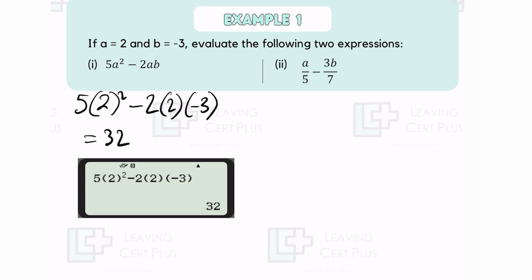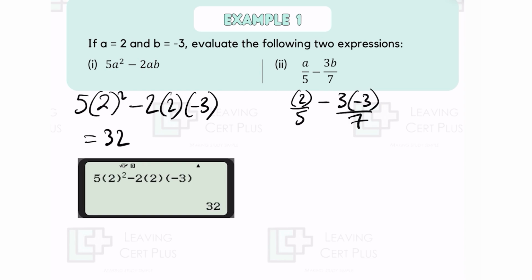Even if the question looks a little bit awkward, such as the fractions, our tactic is still the same. Write out the question, anywhere there's an A, we're replacing with a 2. Anywhere there's a B, I'm replacing that with a -3. And again, back we go to our calculator. Pause the video, have a go. We'll see the answer in a moment.